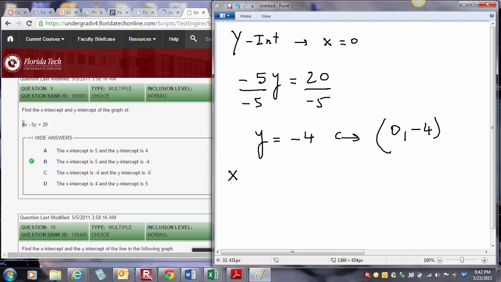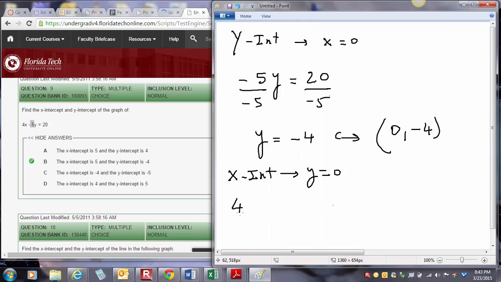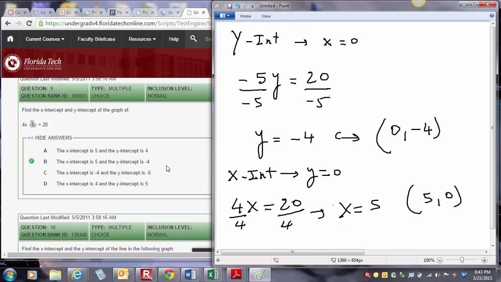To find the x-intercept, all we need to do is substitute y equals 0. The way I remember this is it's always the opposite. If I want to find the x-intercept, I put y equals 0. If I want to find the y-intercept, I substitute x equals 0. So x-intercept means y equals 0. Let's substitute y equals 0 here, and you end up with 4x equals 20. If you divide both sides by 4, you end up with x equals 5, which is (5, 0). Therefore, the y-intercept is negative 4, and the x-intercept is 5.